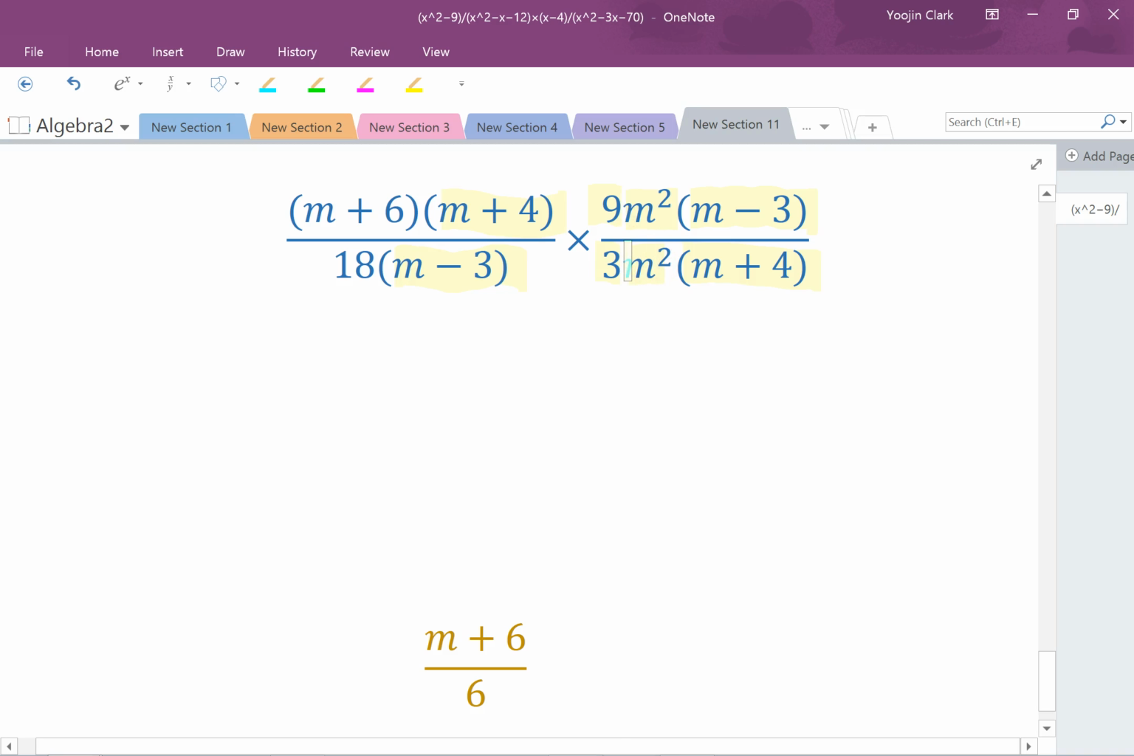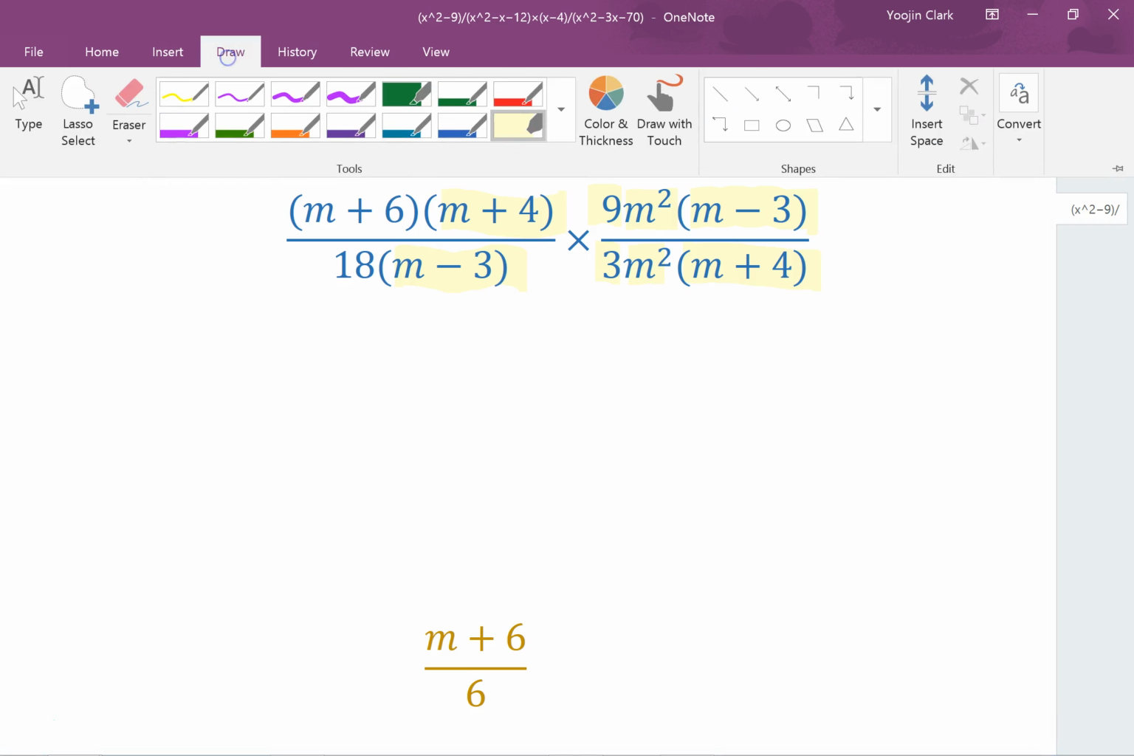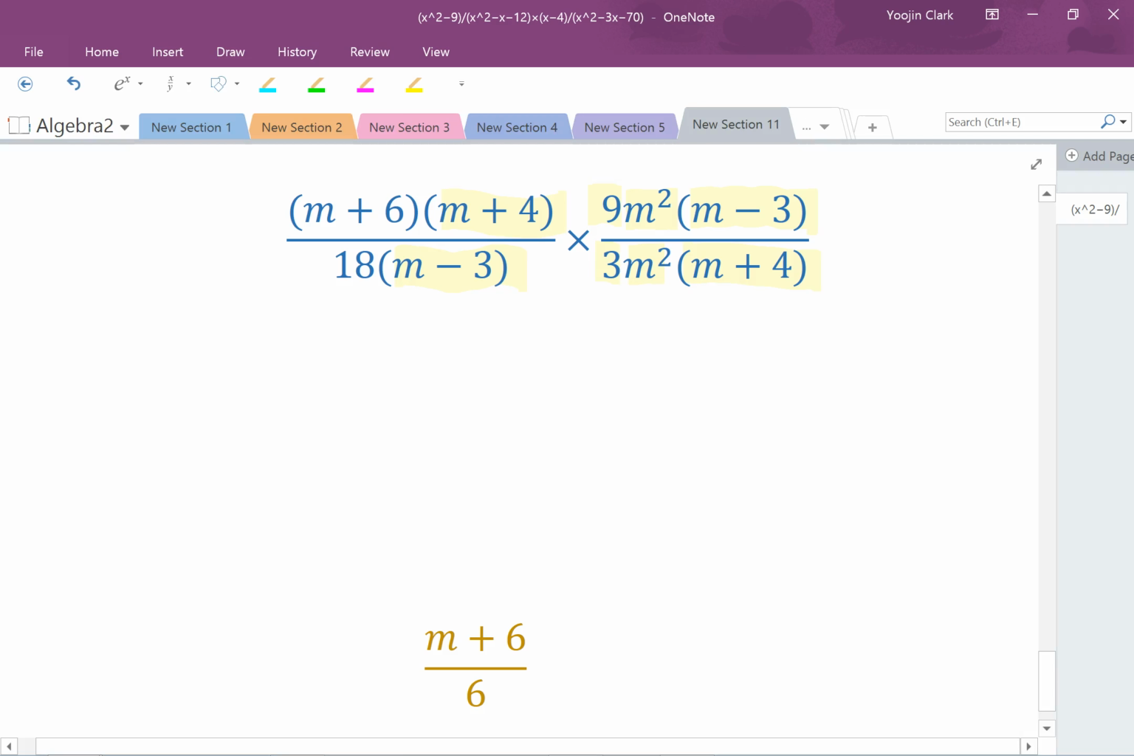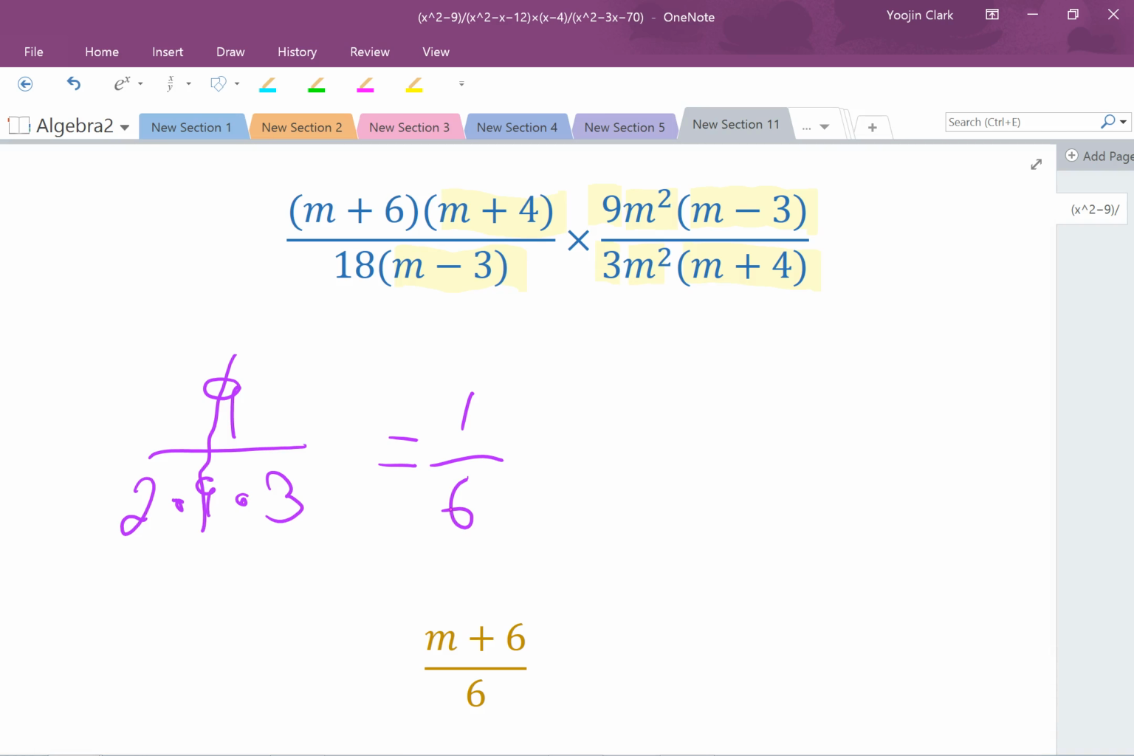Okay. So now we have 9 over 18 to 3. Let me just quickly pull up another pen here since I don't have a good pen. So we have 9. I'm going to factor the 18 is 2 times 9 times 3. So there's the 18. I can cancel the 9's. 2 times 3 is 6. There we go. So we did a little fraction work. So we just have the m plus 6 on top and a 6 on the bottom.